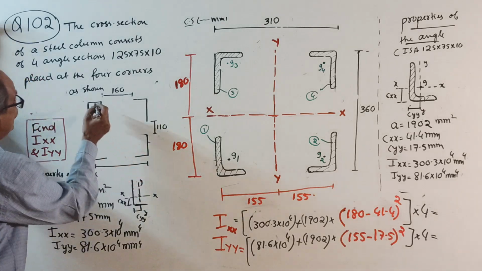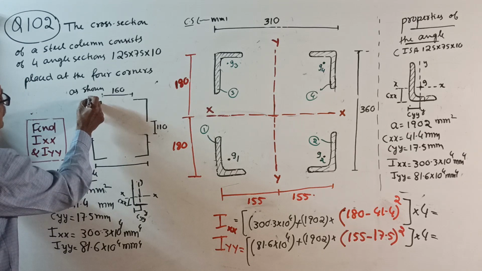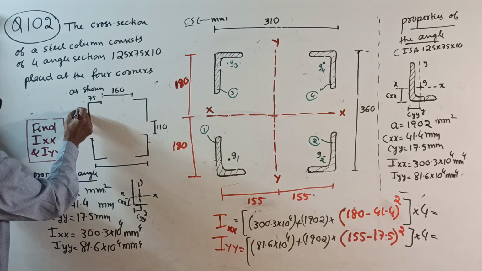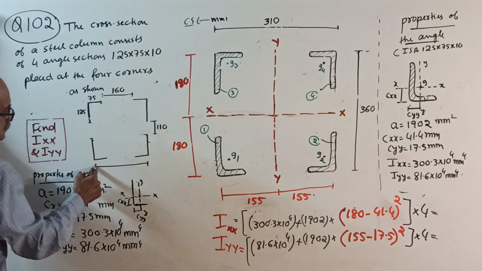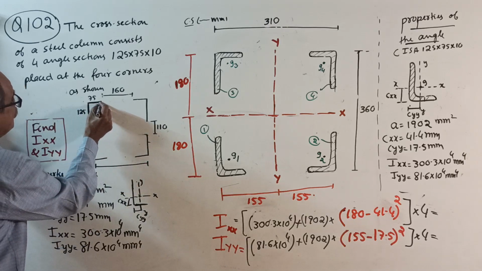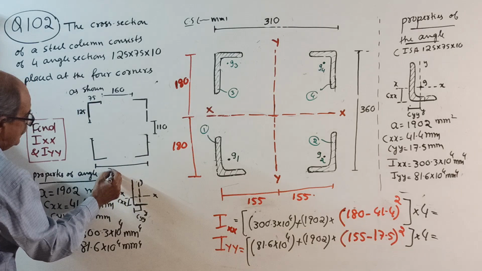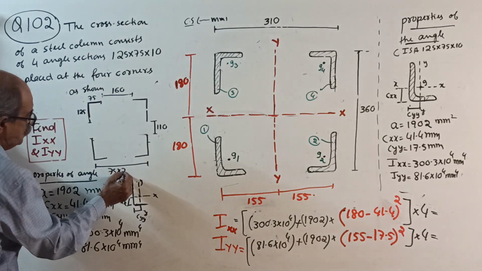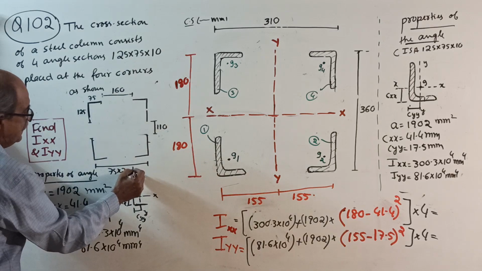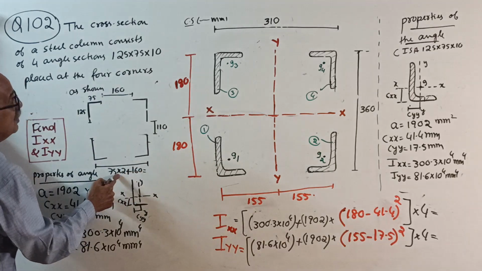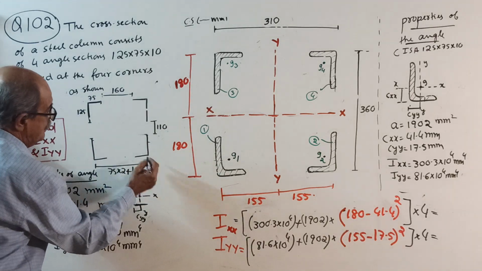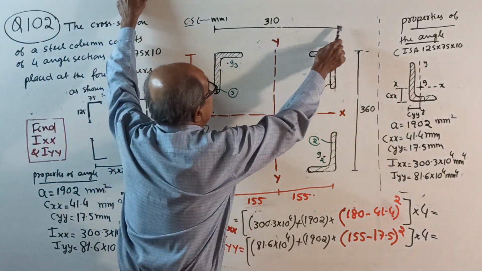See how to get 75. This is 75. This is 125. So this total length is 75 into 2 plus 160 clear. That will give you 310 millimeters. See, I marked the 310 here.